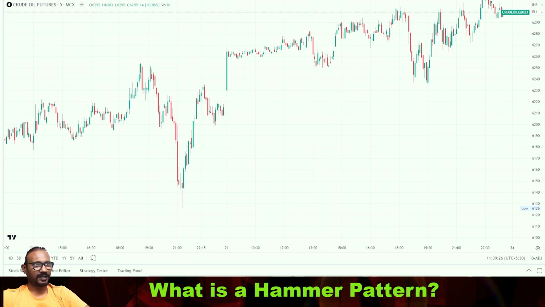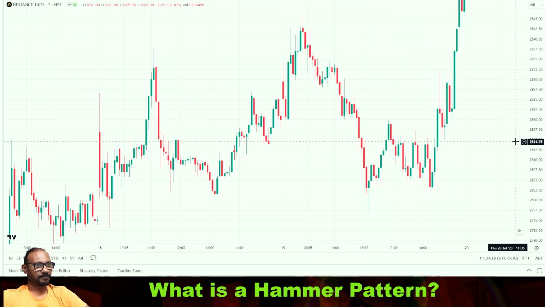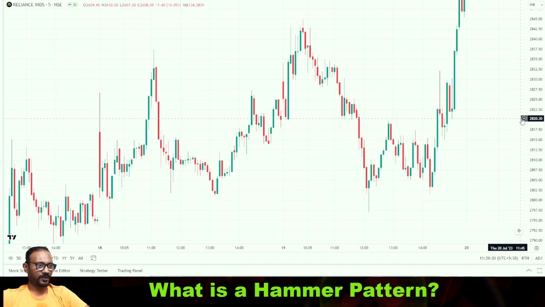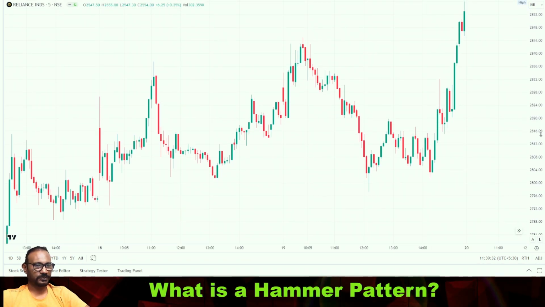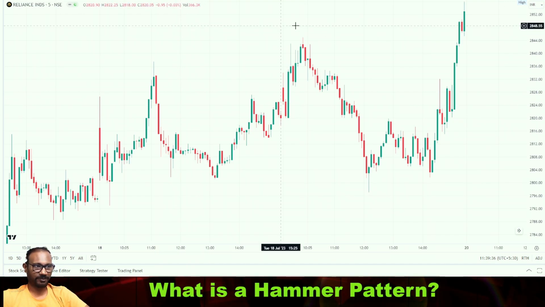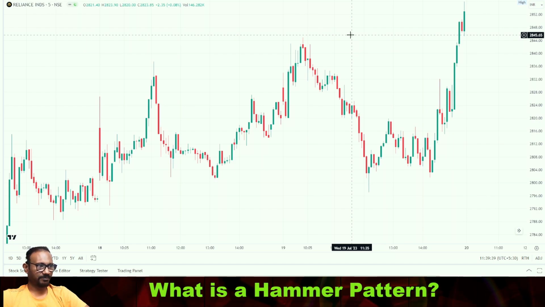Let's see another example in Reliance. I'll pause for a minute or two. Maybe you can do that. I can wait for some time. Find out all the hammer patterns in this chart.